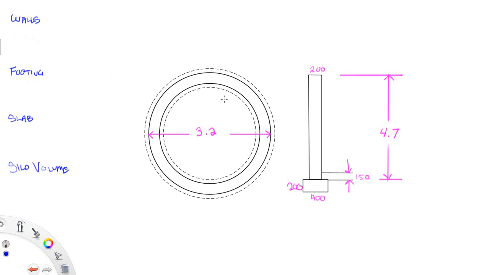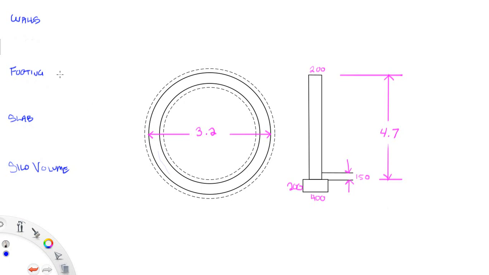For round silos, two of the measurements that our calculations really start to depend on are, number one, the center line length of the wall, which is the center line diameter or circumference of our entire wall at the center line point. The other measurement that becomes very important for us is the area of the slab base. That is the area of the circle inside our concrete silo walls.